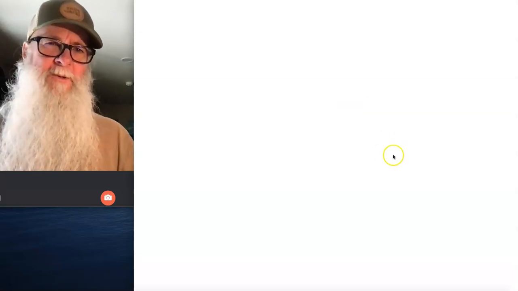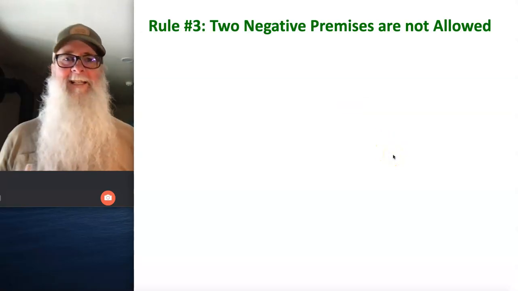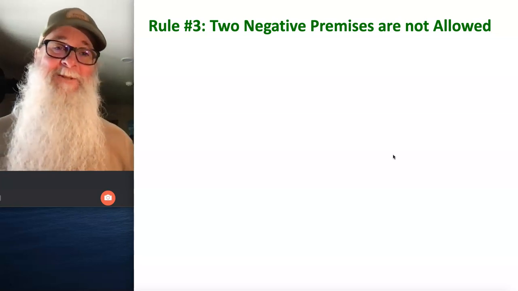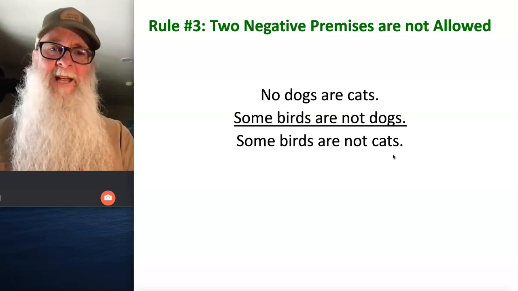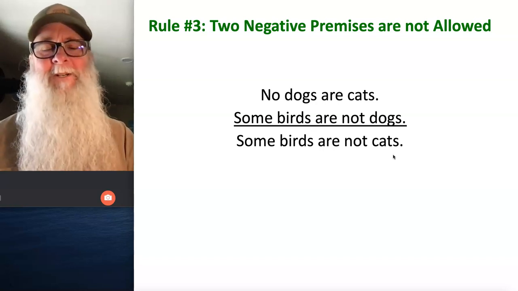Rule number 3 for categorical syllogisms is this. You can't have two negative premises. Two negative premises are not allowed. So take a look at this argument. No dogs are cats. Some birds are not dogs, therefore some birds are not cats.